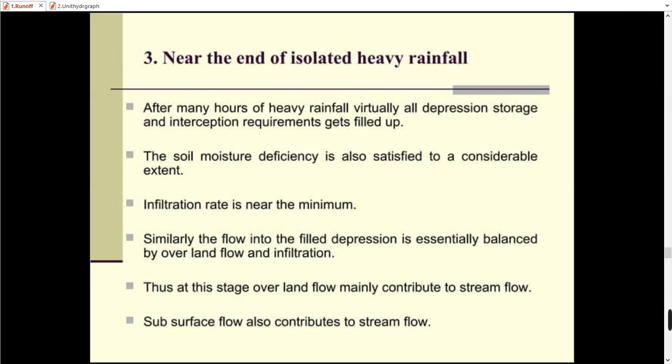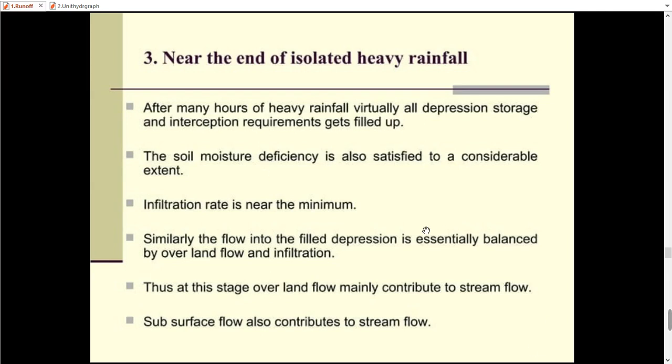Heavy rainfall, and after many hours of heavy rainfall, virtually all depression storage and interception requirements. What's the meaning of interception?